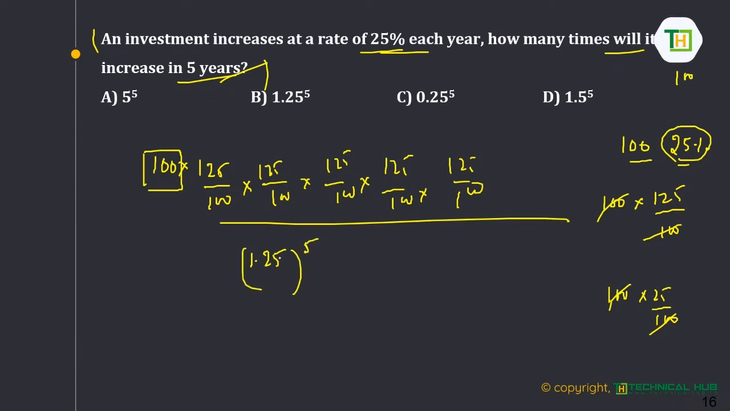So 1.25 whole to the power of 5 is the answer for this question. They're not asking for the final amount. If they ask for the final amount, 100 into 1.25 whole to the power of 5, you have to calculate the value. But they're not asking for the final value.